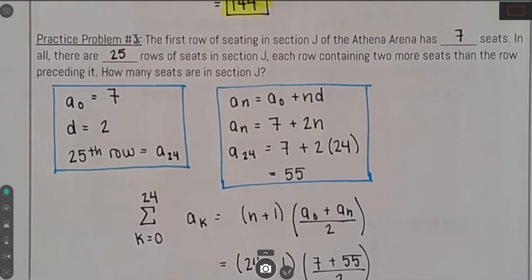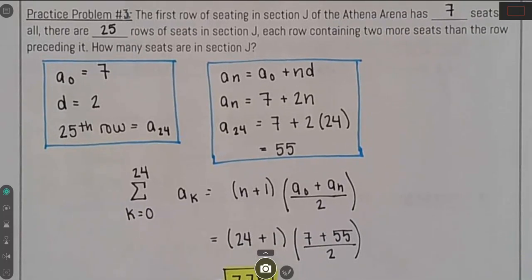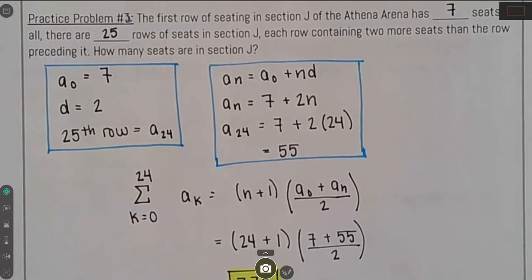All right, practice problem number 3. The first row of seating in section J of the Athena Arena has 7 seats. In all, there are 25 rows in section J, each row containing 2 more seats than the row preceding it. How many seats are in section J? So this is a very similar thing to what we did in the previous problem.